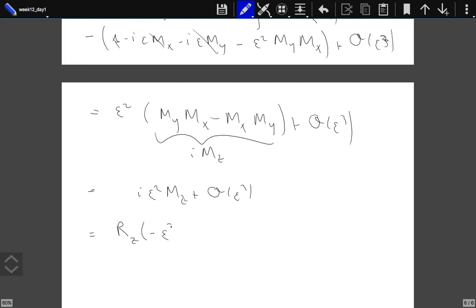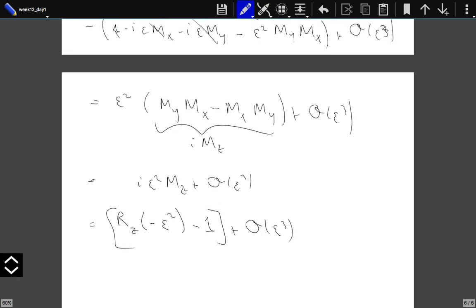Now you can look for the other commutators and you will see that Sy, Sz is equal to I h bar Sx, Sz, Sx is equal to I h bar Sy. So these are the commutation relations that my rotation operators should satisfy. So I already have my three operators that satisfy the commutation relations of generators of rotation.